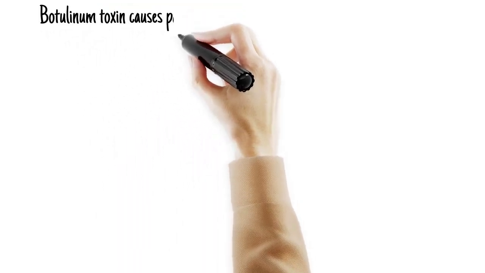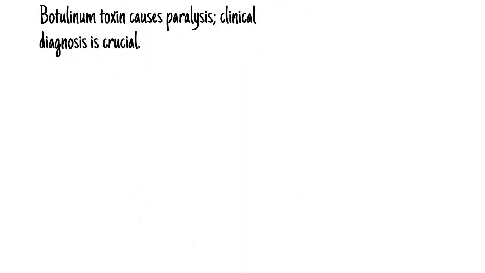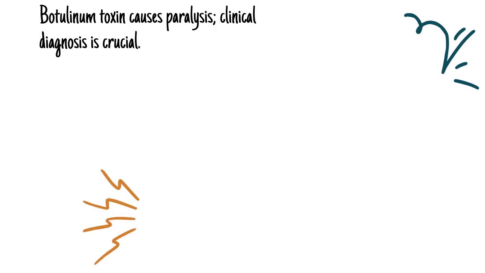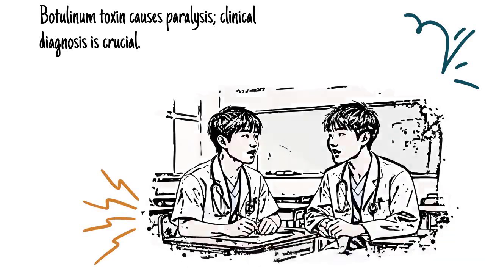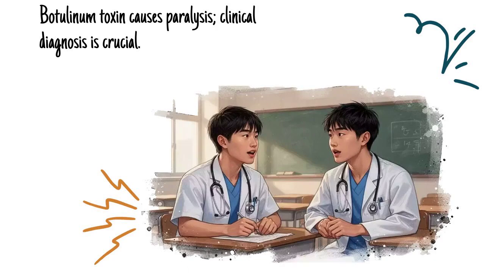Botulinum toxin blocks acetylcholine release at peripheral cholinergic synapses, producing bilateral cranial neuropathies, autonomic symptoms, and descending flaccid paralysis. Diagnosis is primarily clinical, and treatment should not wait for confirmatory testing.